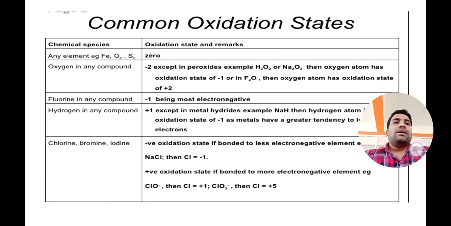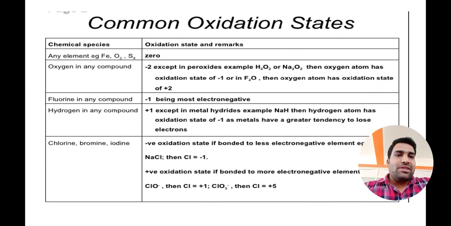That means it depends upon the electronegativity of the elements. In case of F2O, fluorine is more electronegative than oxygen, so here the oxidation state of oxygen is plus 2, and fluorine is minus 1. Fluorine in any compound, being most electronegative, always has an oxidation state of minus 1.